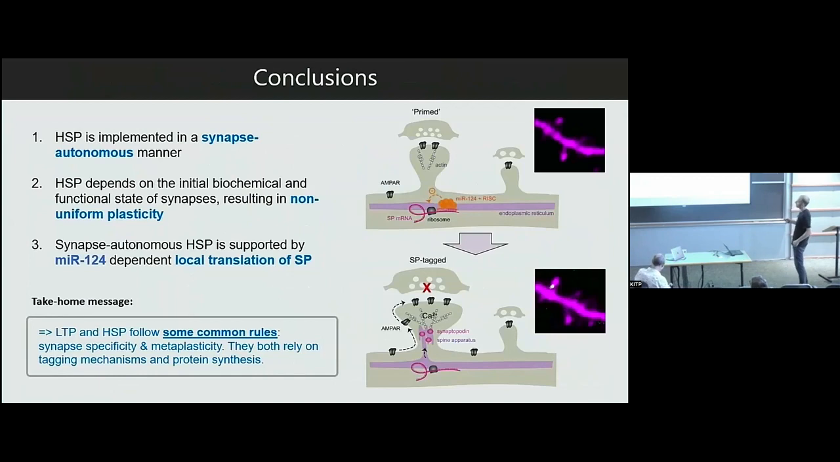Homeostatic plasticity can be implemented in a synapse-autonomous manner. It depends on the initial biochemical and functional states of individual synapses, which results in non-uniform plasticity. And this process is regulated by miR-124, which regulates the local translation of synaptopodin. The take-home message is that we have here two types of plasticity, LTP and homeostatic plasticity, that share some common rules, which are synapse specificity and also probably metaplasticity. They both rely on tagging mechanisms and protein synthesis, potentially involving synaptopodin for each of them.